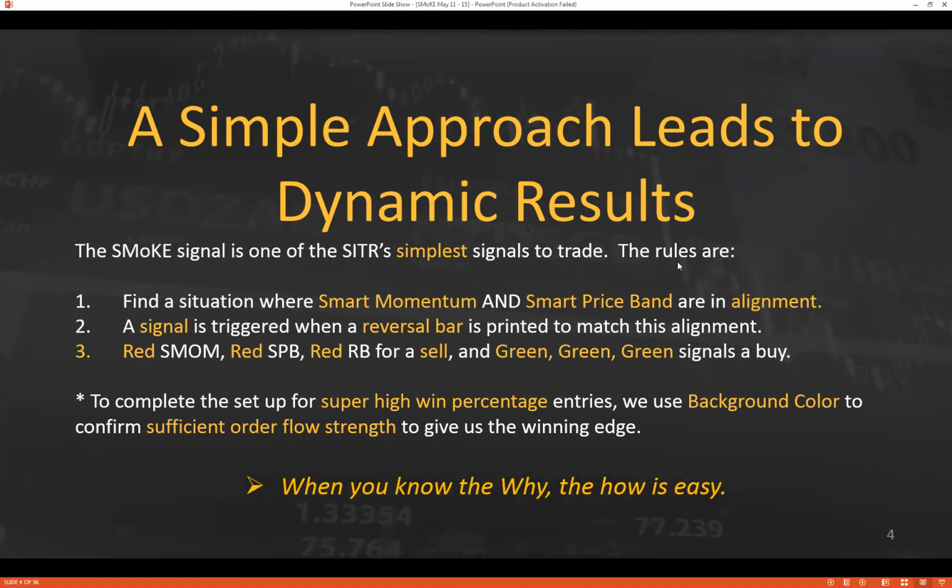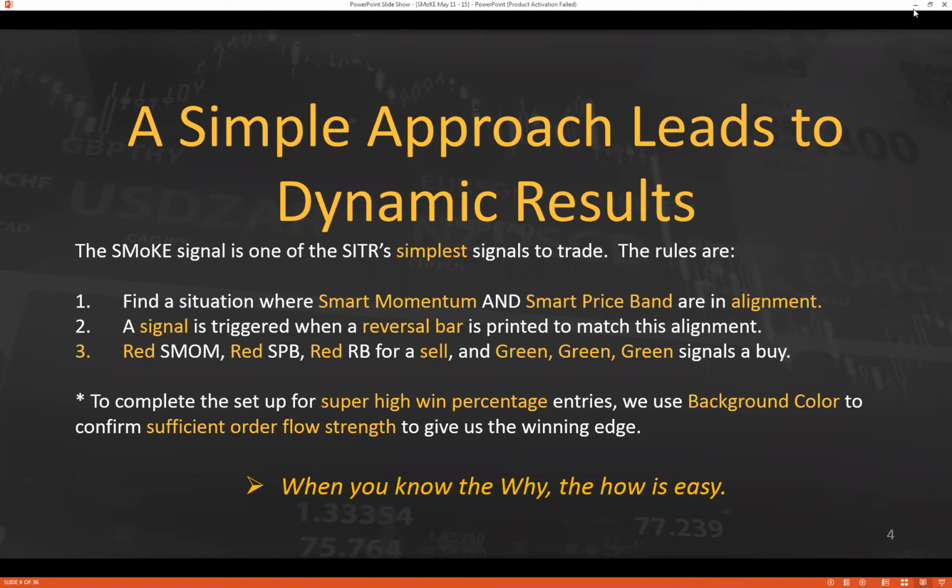So the rules are real simple. We're going to find a situation where smart momentum and smart price band are in alignment. What does that mean? Red and red. Then we're going to look for a reversal bar to signal the trade to match this alignment. So red, red, red means sell. Green, green, green means go or buy. Now, to complete the setup for a super high win percentage, if that's important to you, we're going to use background color change, and that confirms sufficient order flow strength to give us a winning edge.